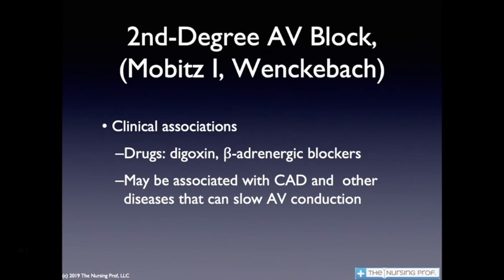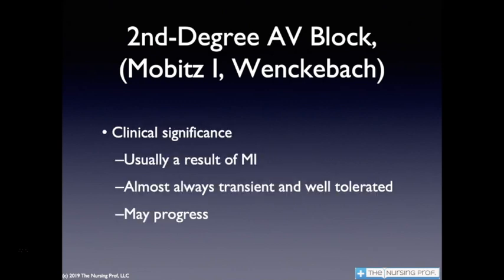Associated with medications such as digoxin, may also be associated with coronary artery disease and other diseases that can slow our AV conduction. Usually the result of a patient having a myocardial infarction or acute coronary syndrome, and could very well be transient. But there's the possibility it could progress. So we want to watch, and we want to keep assessing that Wenckebach.